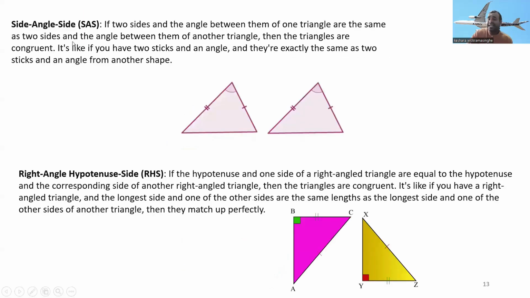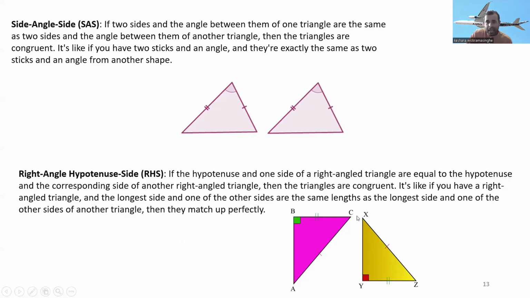Now let's go to side, angle, side, SAS. So it means if two sides and the angle between them of one triangle are the same as two sides and the angle between them of another triangle, then the triangles are congruent. In this situation also we call the triangles congruent. So it's like if you have two sticks and an angle and they're exactly the same as two sticks and an angle from another shape.